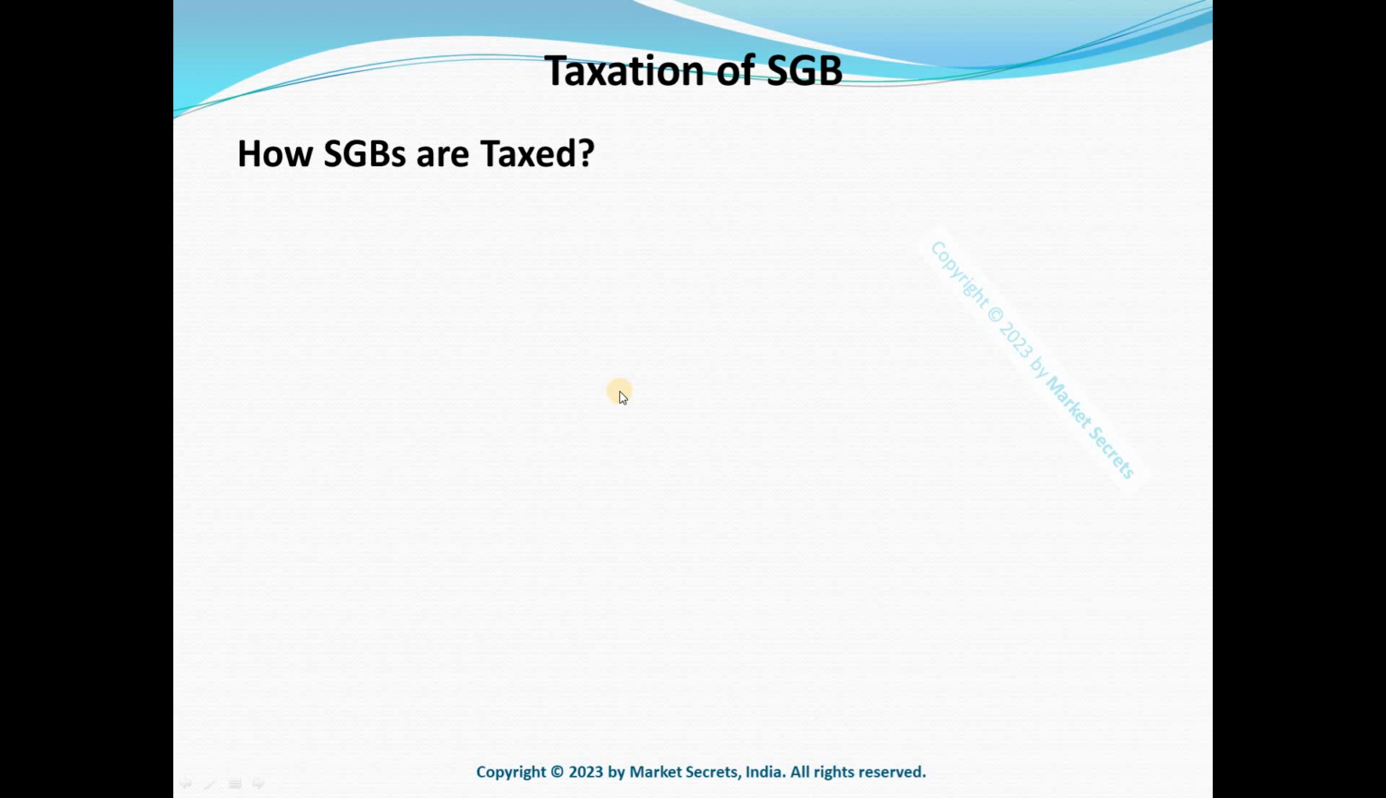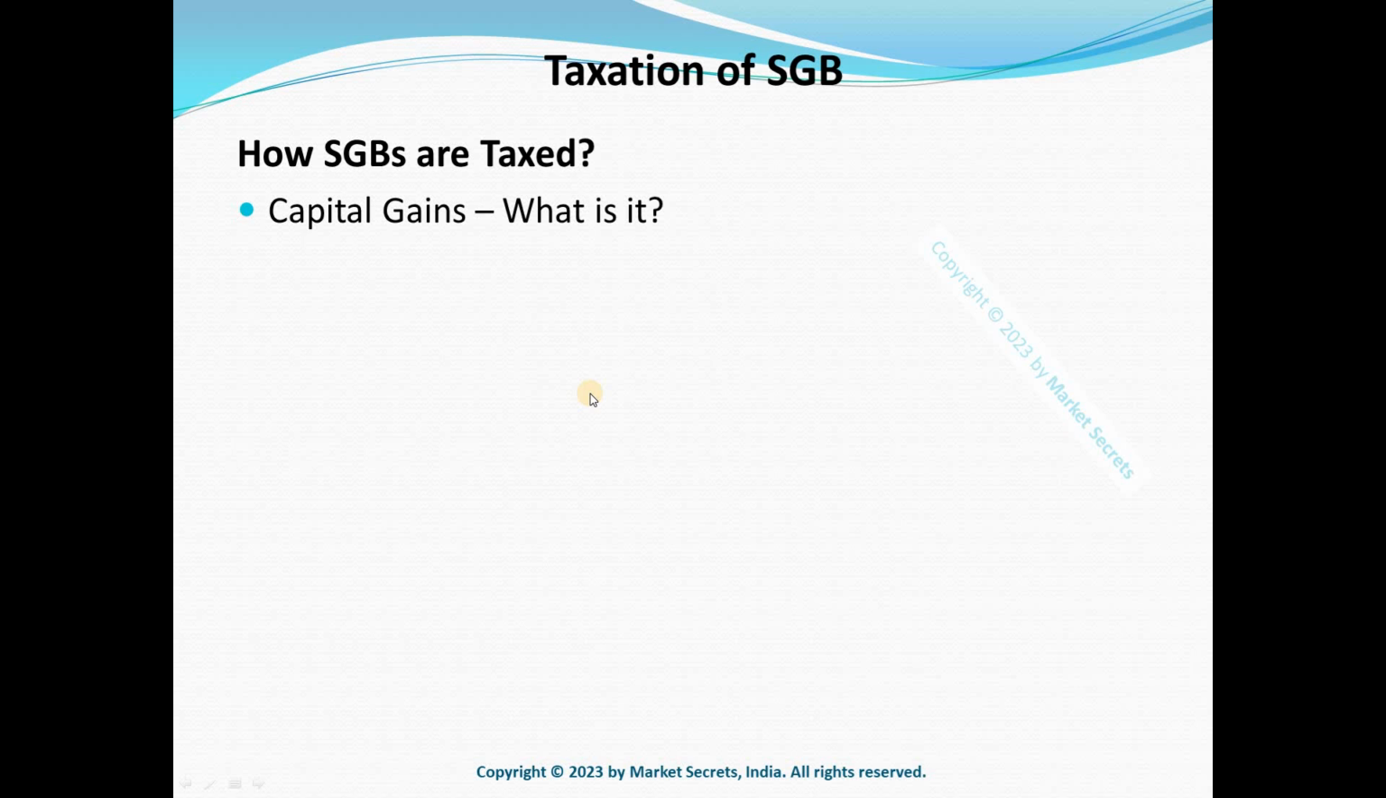Since this episode is based on taxation, I'm not going to go into the details of SGB or where you can purchase it or how you can purchase it or how to decide which particular tranche is beneficial. I'm not going to go into all those details. Let's directly jump into the taxation part. So there are two types of income that you will get from SGBs. One is interest payment year on year, and the second one is capital gains. So let's talk about capital gains first.